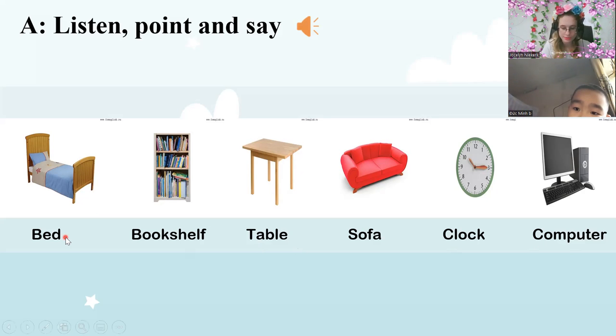Listen and read. Things at home. A. Listen, point, and say. 1. Bed. Bed. 2. Bookshelf. Bookshelf. Bed. 3. Bookshelf. Table. Table. 4. Table. Sofa. Sofa. 5. Sofa. Clock. Clock. 6. Clock. Computer.